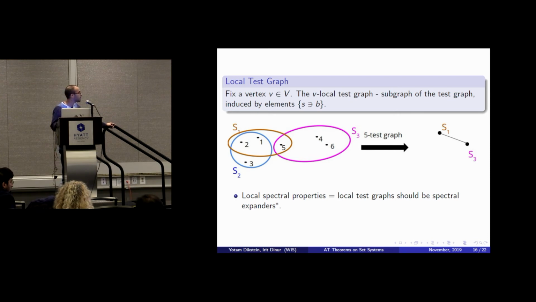So in this example, if we take the vertex number 5, its local test graph just consists of the sets S1 and S3, which are the ones that actually contain this vertex 5. And when we say local spectral properties in the theorem, what we mean is that these local test graphs should be good enough expander graphs, good enough spectral expanders. I've put in an asterisk here because when we prove this theorem, we need other variants of these graphs that are slightly more complicated, and I won't describe them here. But in essence, this is what we want.